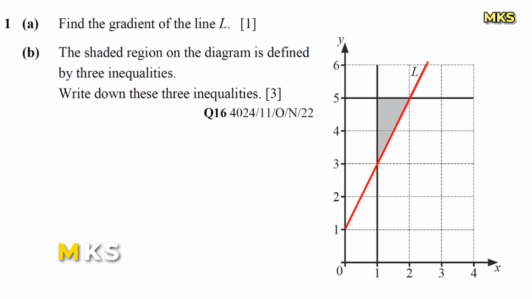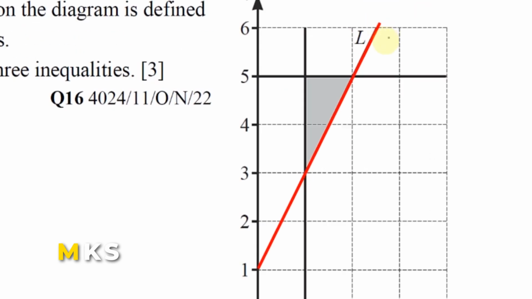One way of finding gradient is to take any 2 points from the straight line. If I take this point, this is 2, 5. And I can take another point from the line, this one. This is 1, 3. We take x1, y1 from point 1, 3, and x2, y2 from point 2, 5.